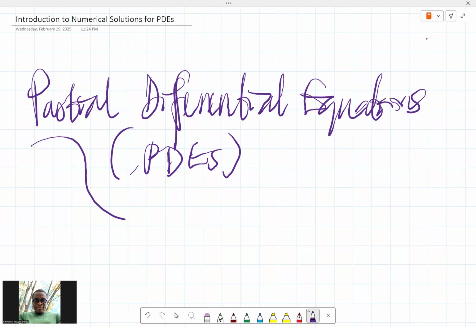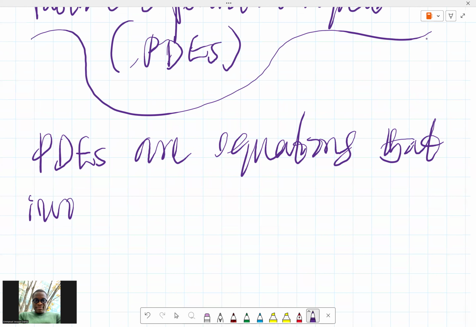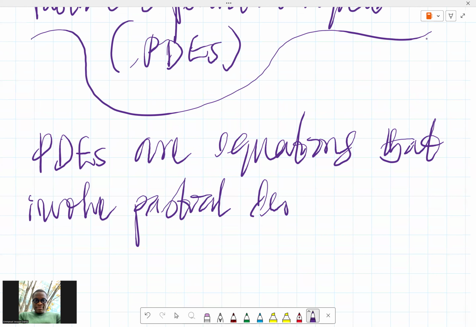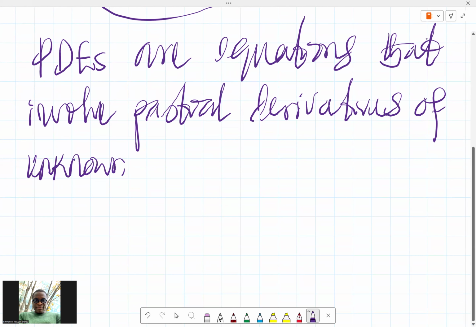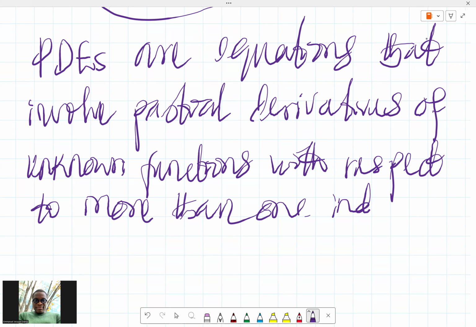So let's talk about this before we move on. Our ultimate goal is to talk about numerical solutions for partial differential equations. But before we say that, we need to know what partial differential equations are. PDEs, or partial differential equations, are equations that involve partial derivatives of unknown functions. Whenever you solve any differential equation, your result is going to be a function. So PDEs are equations that involve partial derivatives of unknown functions with respect to more than one independent variable.